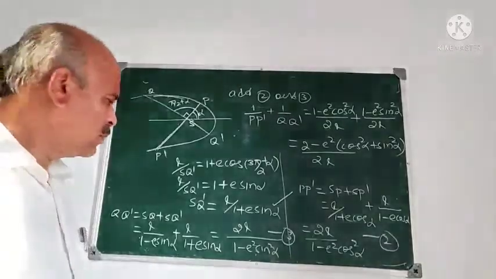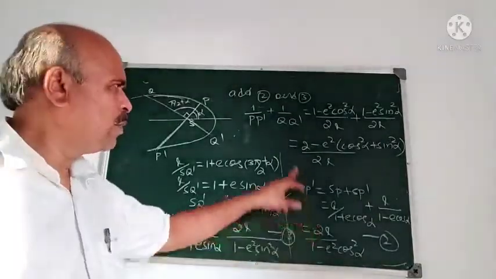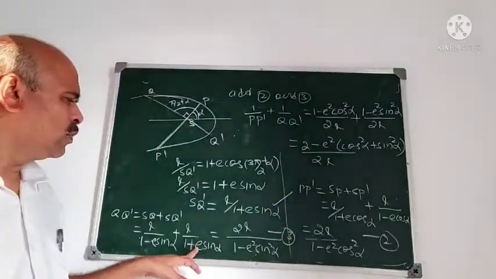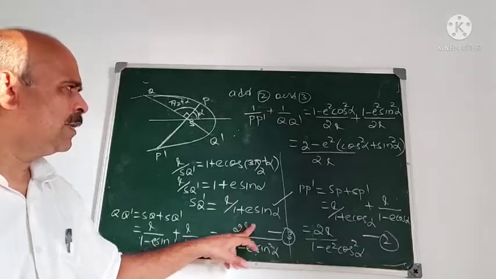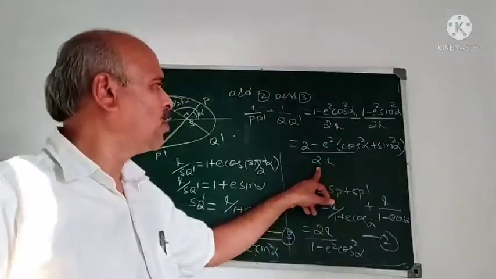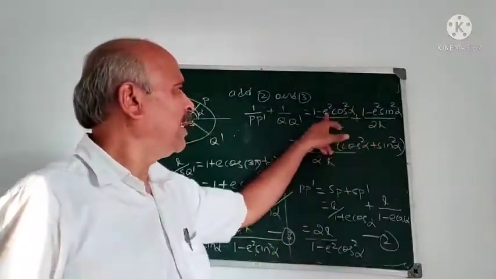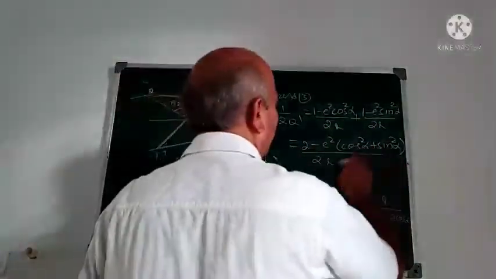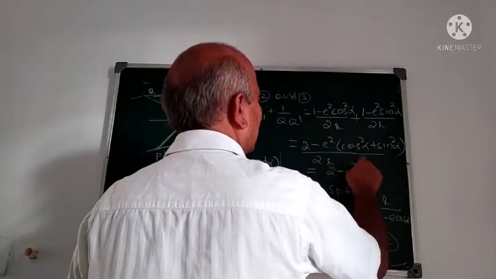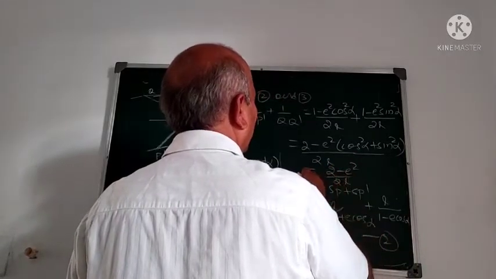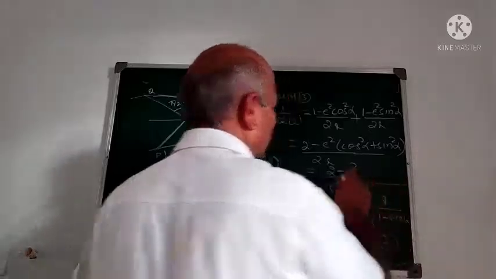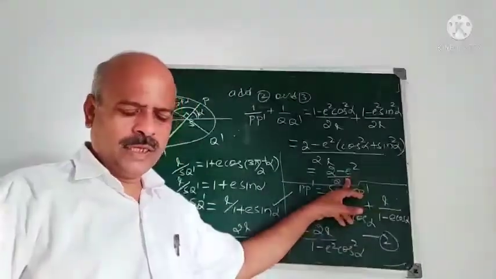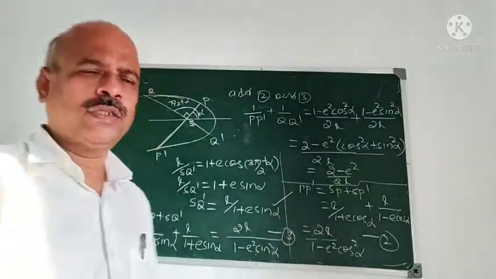Addition all are followed. We take 1 upon PP dash, 1 minus e square by 2l, and 1 upon QQ dash, 1 minus e square sin square alpha by 2l, and how to add? 2l common, 1 plus 1 minus e square common, cos square plus sin square is 1. So it is 2 minus e square upon 2l. So it is constant. Why is it constant? e is constant, l is constant. Therefore it is constant.